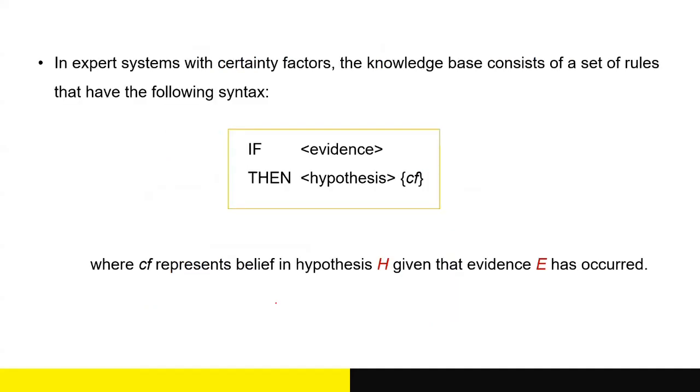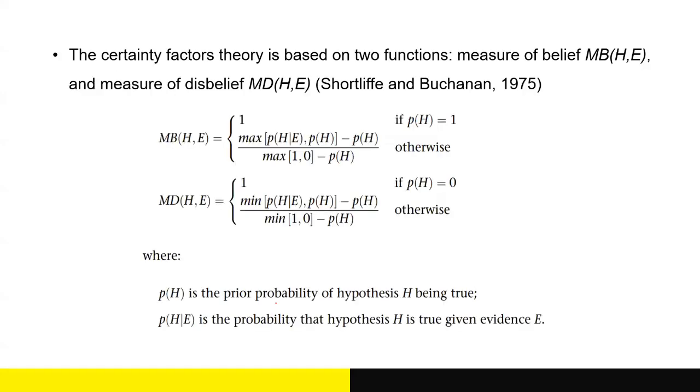So, in expert system with certainty factors, the knowledge base consists of a set of rules that have the following syntax. If evidence, then hypothesis with certainty factor, where certainty factor or CF represents belief in hypothesis H, given that evidence E has occurred. The certainty factors theory is based on two functions, which are the measure of belief and the measure of disbelief.